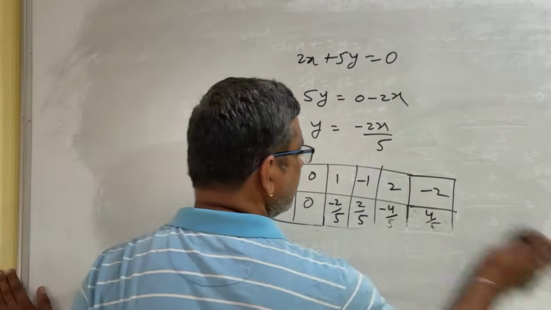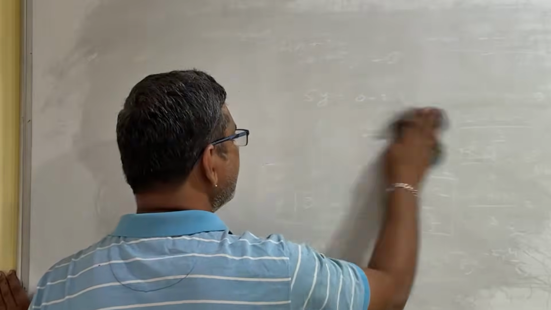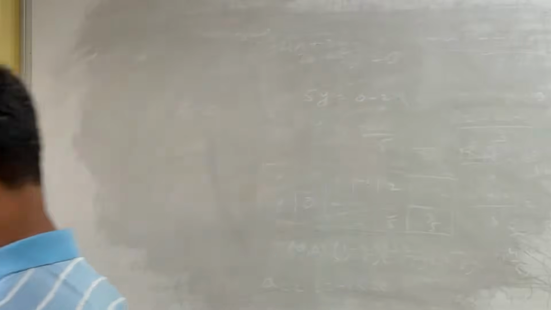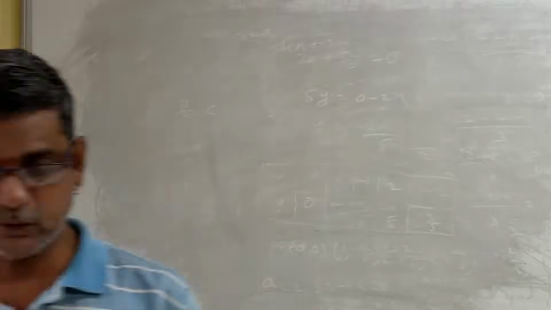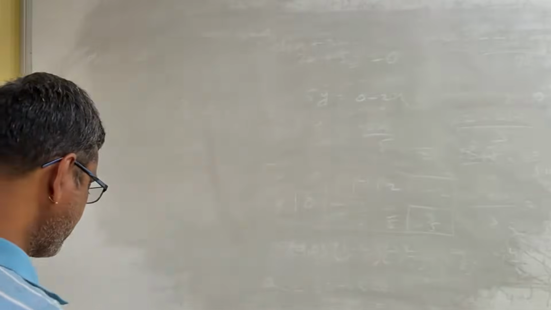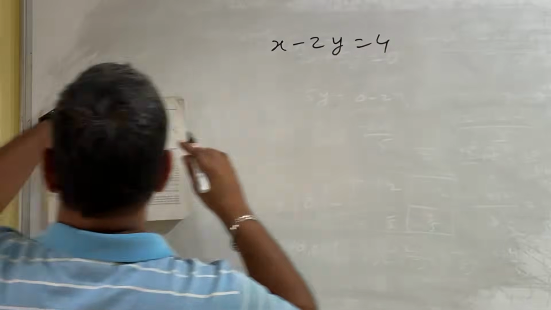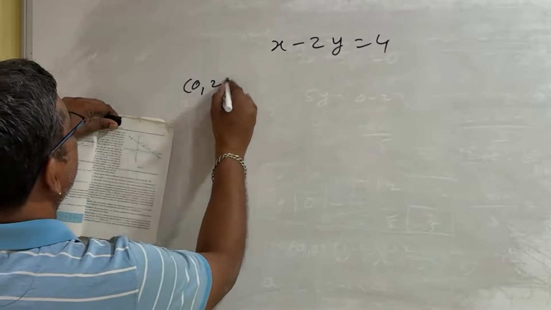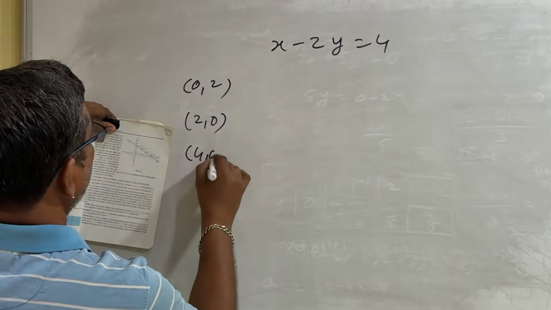Next one. I'll give you an equation and I'll give some solutions. You have to check whether they are solutions of that equation or not. The equation is x minus 2y is equal to 4, and I'll give you some ordered pairs: 0, 2, 2, 0, 4, 0.